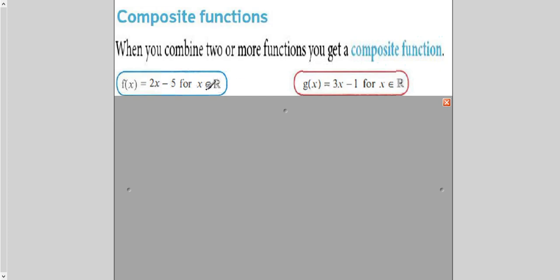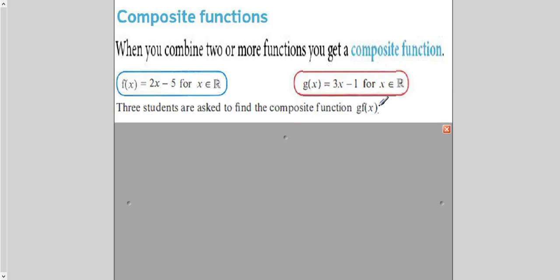So here are 2 functions, f of x and g of x, and they are both defined for real values, x belongs to the real numbers. Now in this example, we have to find g of f of x. I have shown here 3 solutions. It has been seen through observation and experience that students express this in these 3 different ways. So let's see one by one.